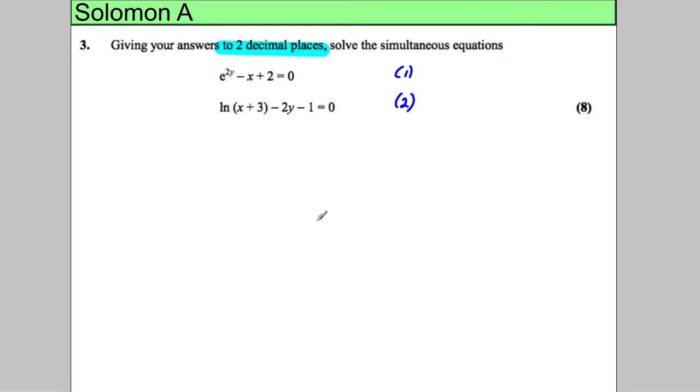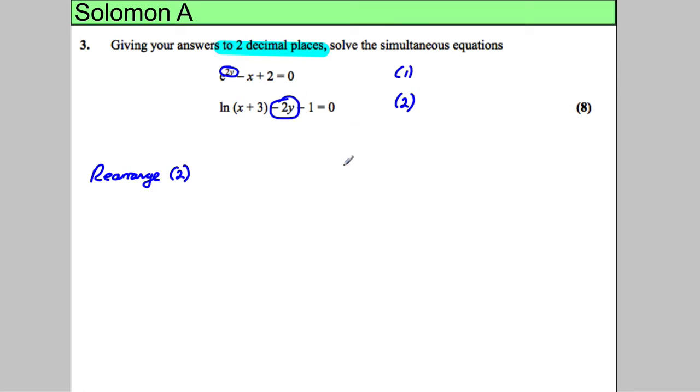Well, what we could do is, if we get x or y as the subject of the formula, we can substitute it into one of the other ones. So in this case I would be tempted, as I've got a 2y here, and I've got potentially a 2y here, that would be a good substitution to make. So what I'd do is rearrange equation 2 to make 2y the subject.